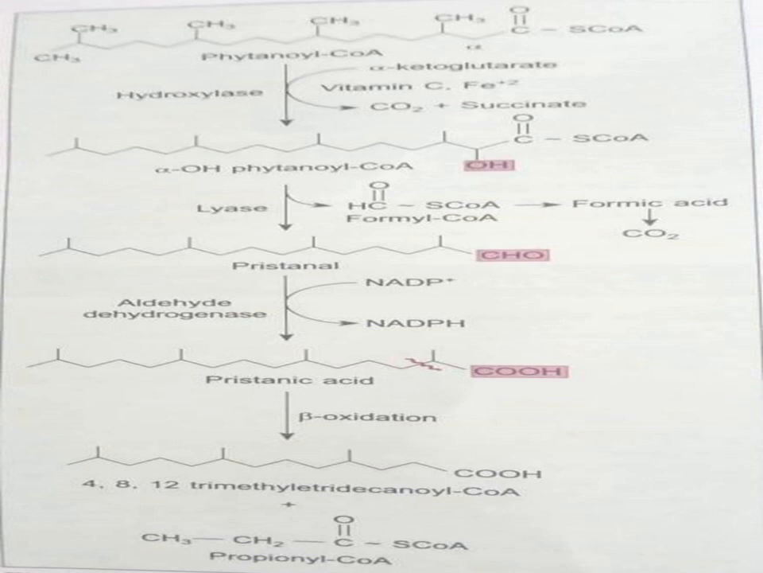This pristanal undergoes a further reaction by the action of enzyme aldehyde dehydrogenase to form pristanic acid. Now the CHO group, that is the aldehyde group, is converted to a carboxylic group. This pristanic acid undergoes beta oxidation and forms propionyl coenzyme A and acetyl coenzyme A molecules.